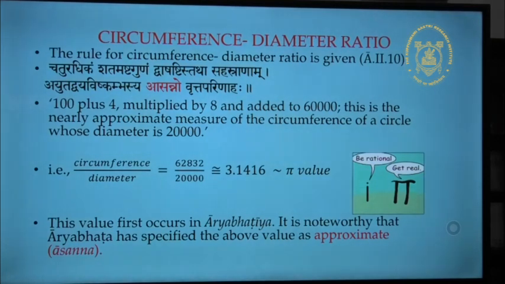The circumference to diameter ratio, Aryabhatta gives in a verse: Chaturadhikam Shatamashtagunam Dvashashtistatha Sahasranam Ayutadvayaviskambhasya Asanno Vritta Parinahah. It says 100 plus 4, multiply by 8 and add 62,000, that comes to 62,832. This becomes the circumference of a circle with a diameter of 20,000. Therefore, we get the circumference to diameter ratio, which is approximately 3.1416. This is the pi value. The notable thing here is that Aryabhatta mentions that this is an approximate value. Even at that time, he knew that the pi value cannot be exactly determined.